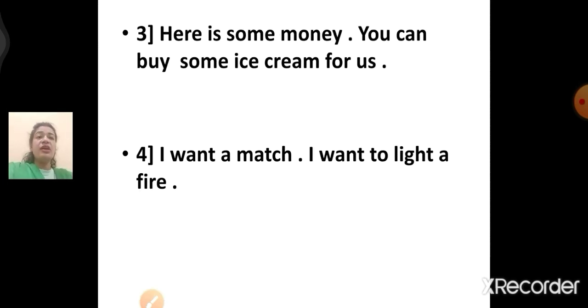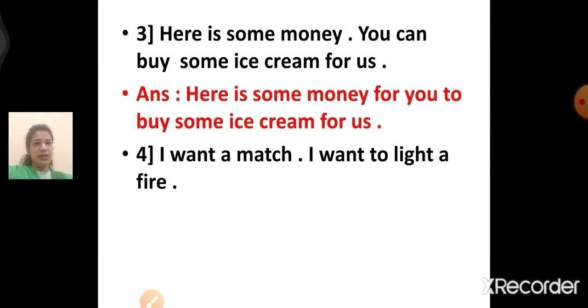Now see the third one. Here is some money. You can buy some ice cream for us. Here is some money for you to buy some ice cream for us. Now you can change into for you to buy. You can buy, so I changed it into for you to buy. Here is some money for you to buy some ice cream for us.